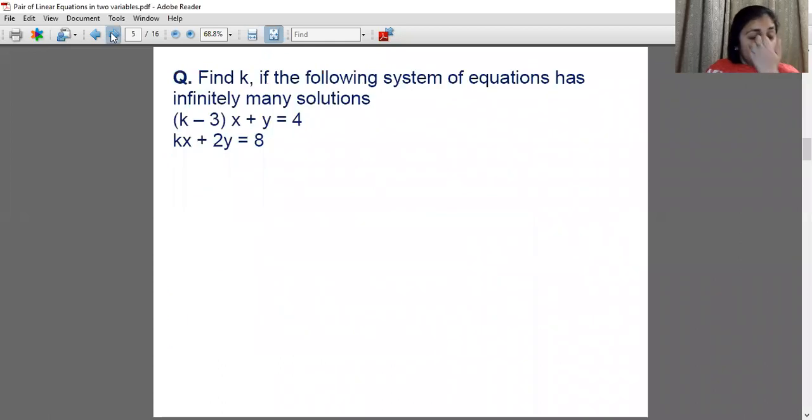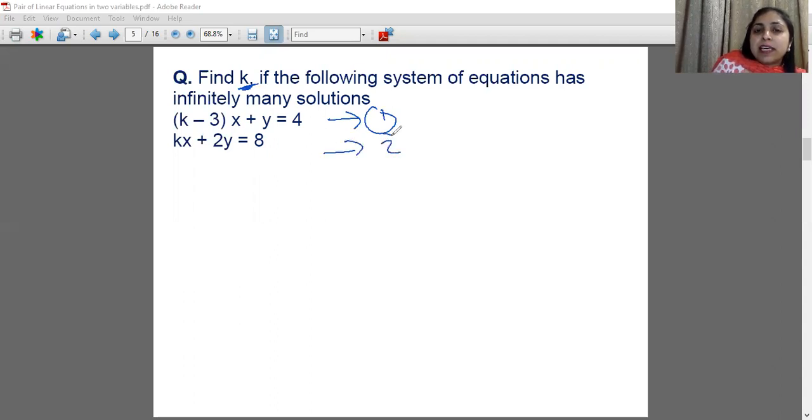So here is my question number 1. These kinds of questions usually come in exams, and here is the question: find k. Find the value of k if the following system of equations has infinitely many solutions. Okay, I have to find the value of k, and this is my system of equations. This is my equation number 1. This is my equation number 2. Right? Now, what is a1? The coefficient of x in the first equation is a1. Here, b1 is 1, a2 is k, b2 is 2, c1 is 4, and c2 is 8.